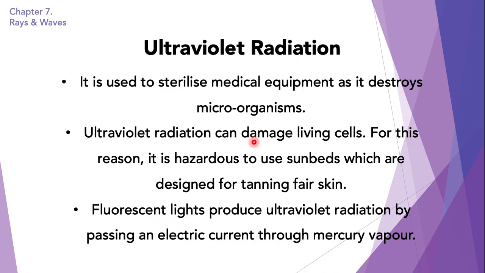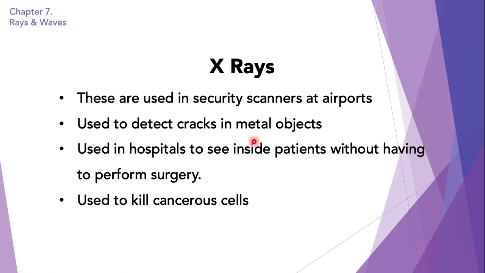Okay, after the ultraviolet radiation, we have X-rays. X-rays are used in security scanners at airports. X-rays are also used to detect cracks in metal objects and in hospitals to see inside patients without having to perform surgery. X-rays can also be hazardous to health if we are exposed to them quite frequently.